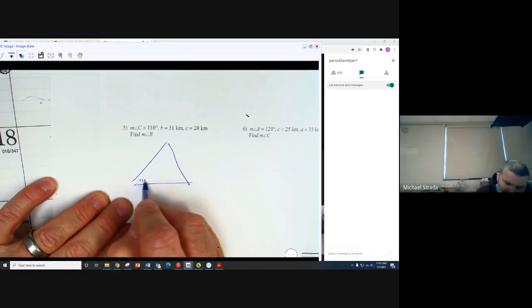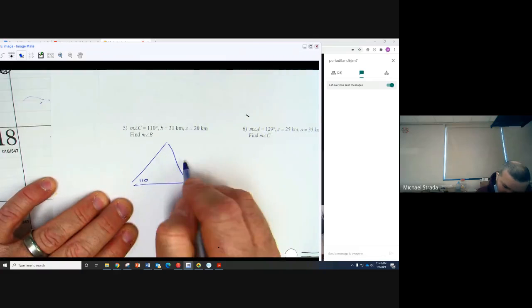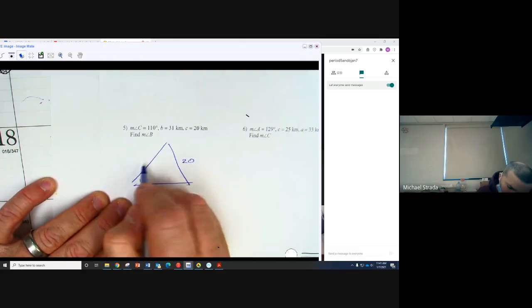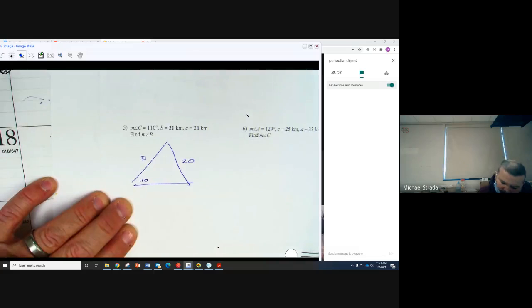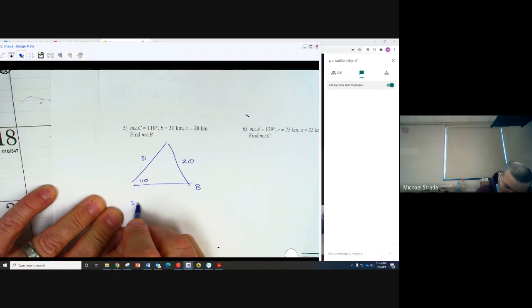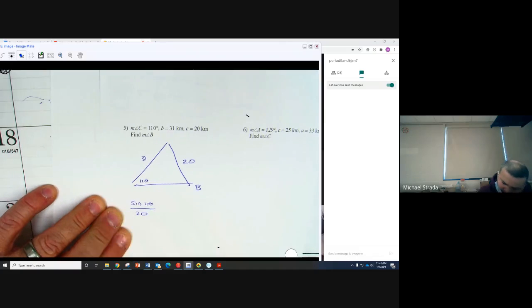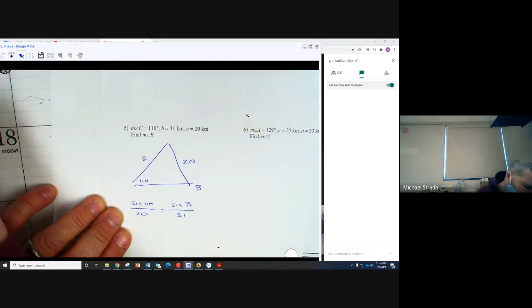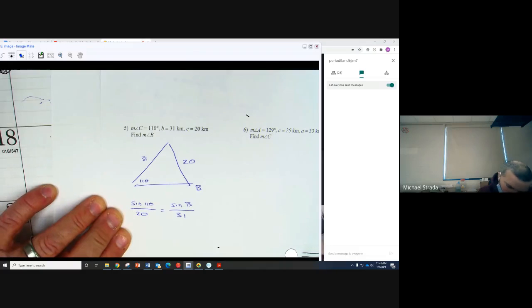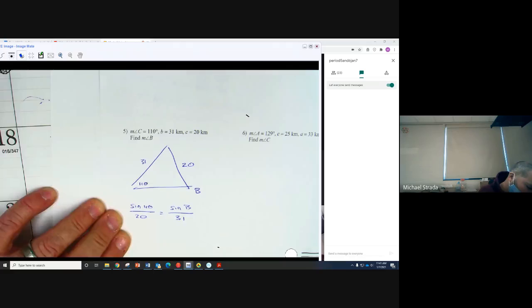So C's 110 right there. Opposite that's the 20. B is 31. And this would be angle B. So the sine of 110 over 20 equals sine of B over 31. I'm going to cross multiply 31 times the sine of 110. I'm going to divide that by 20.